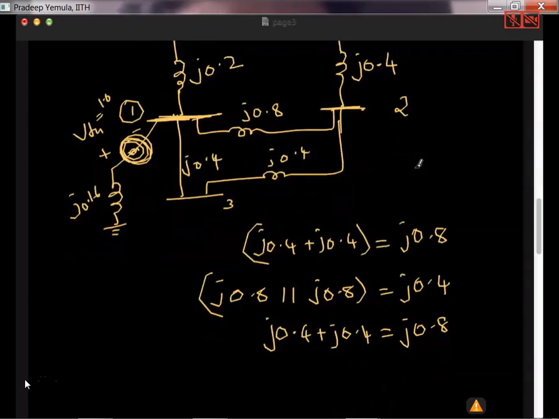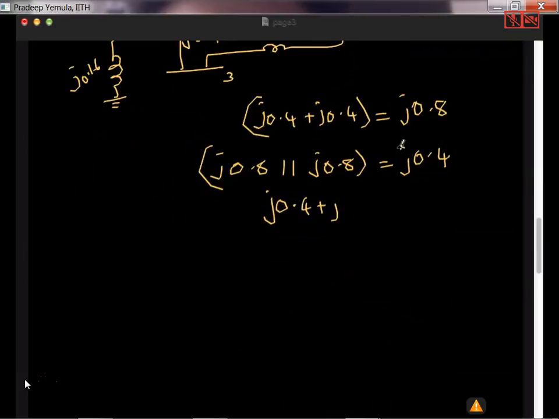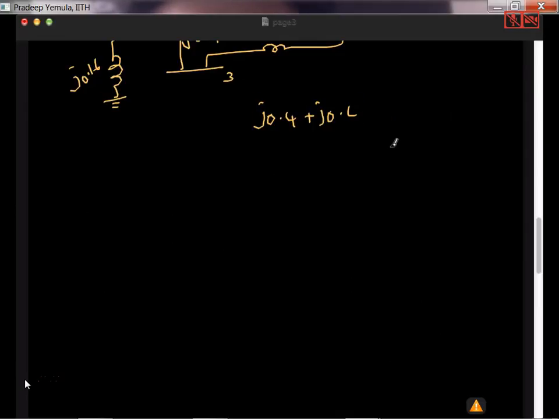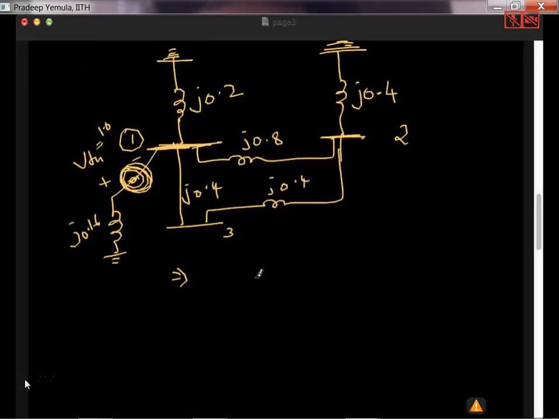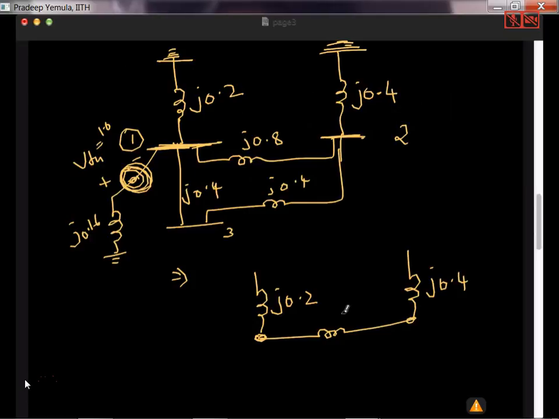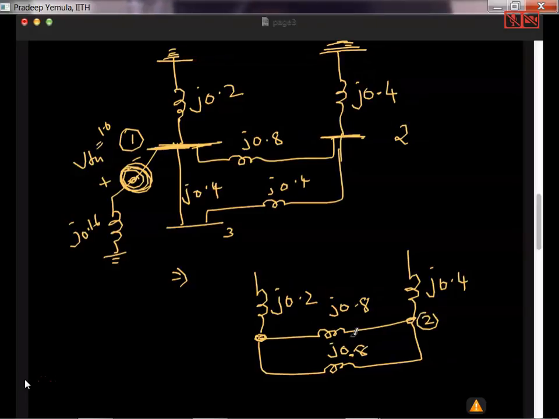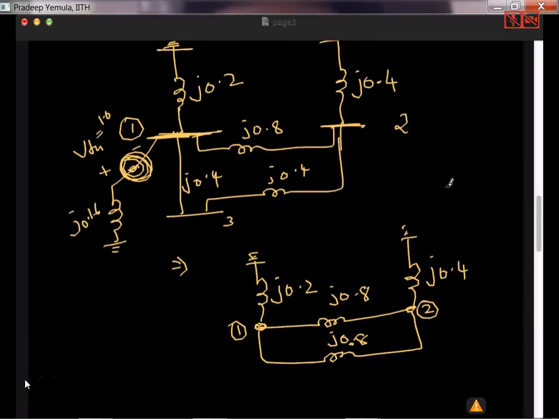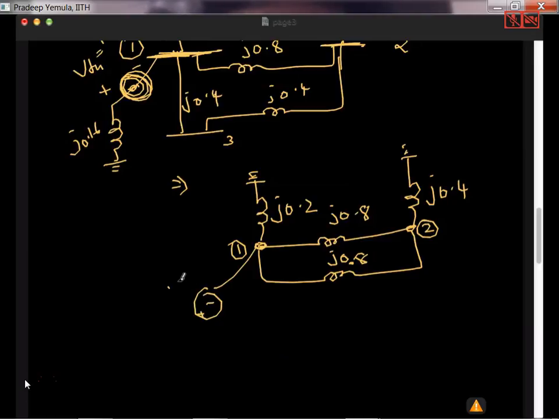I'm sorry, I might be confusing you. So to avoid the confusion, let me just draw the subsequent networks. That way it will be much clearer. See, this network is equivalent to j0.2, j0.4, j0.8, and then j0.8. This is bus 2, this is bus 1. And here I have the VTH and the fault.